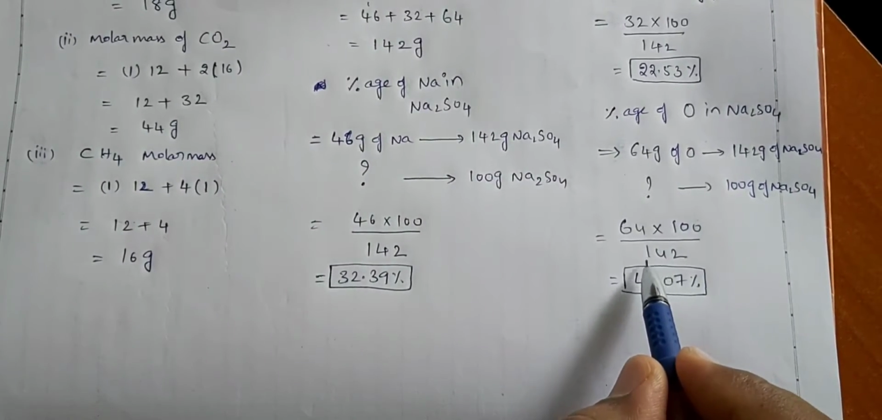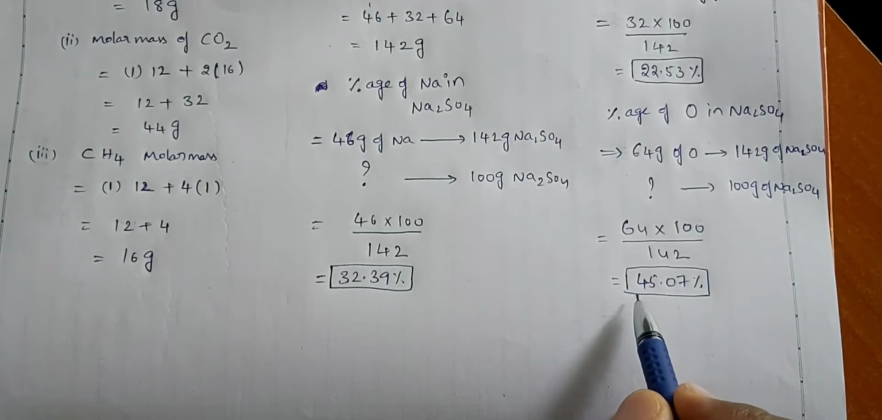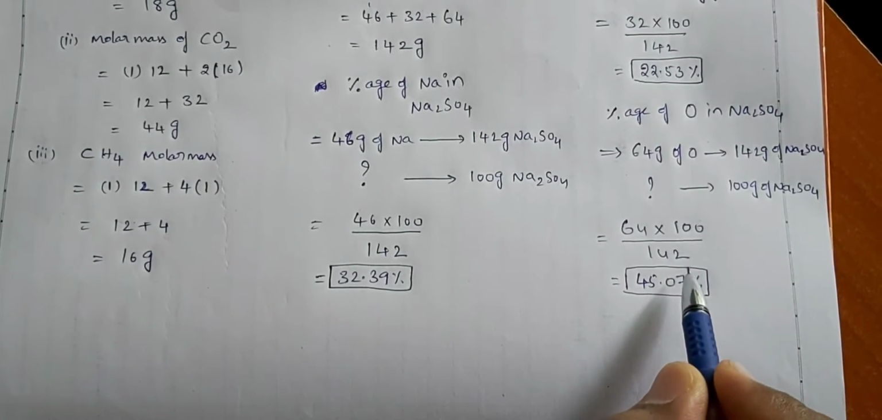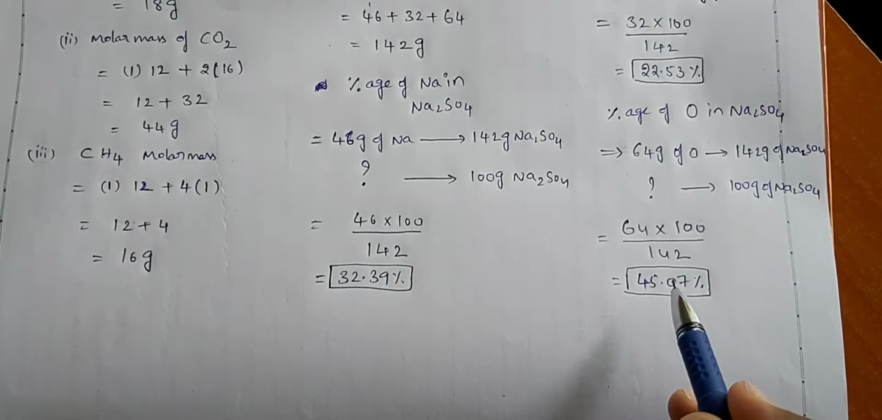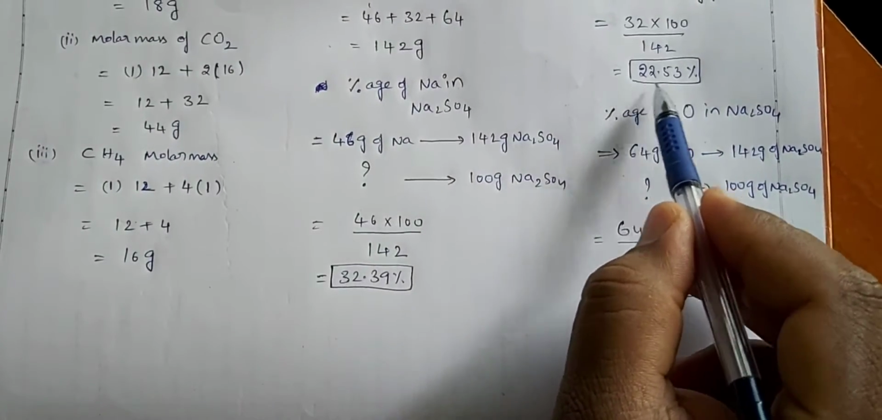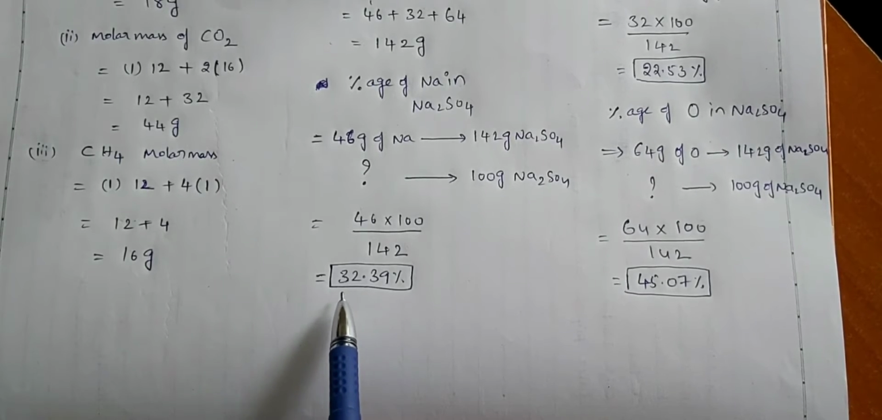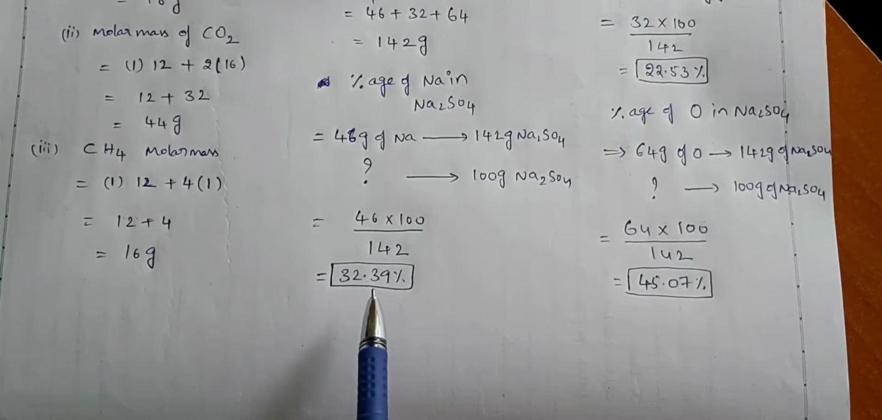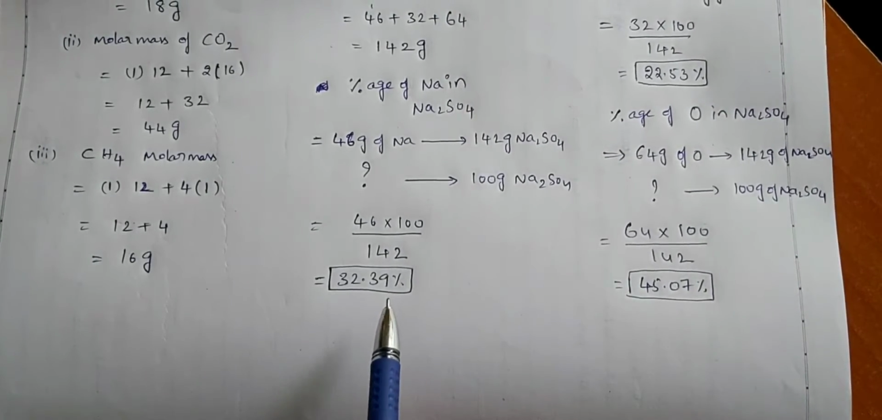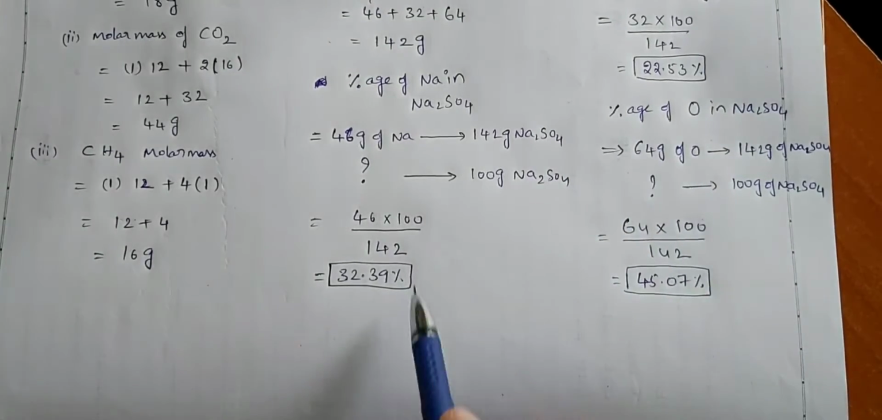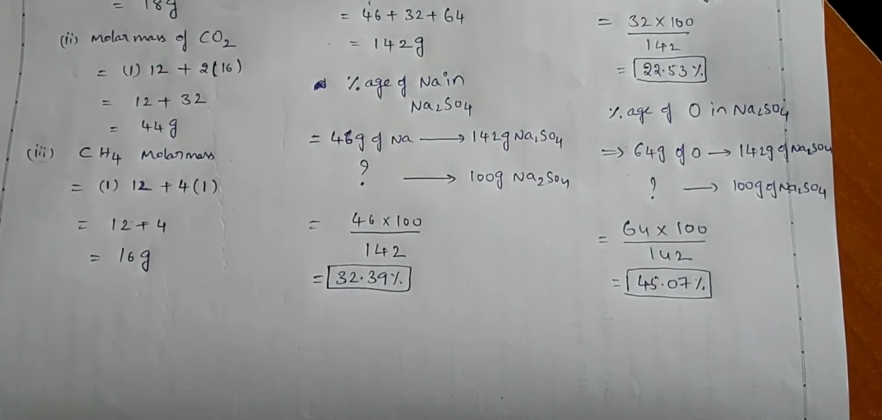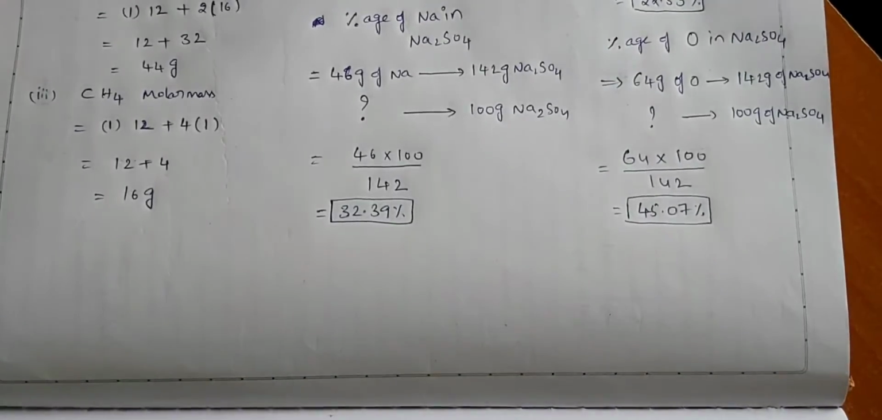64 into 100 divided by 142 is equal to 45.07 percentage. This is the percentage of oxygen in Na2SO4. This is the percentage of sulfur in Na2SO4. This is the percentage of sodium in Na2SO4. For your information, if you add these three percentages, definitely we will get 100 percentage.